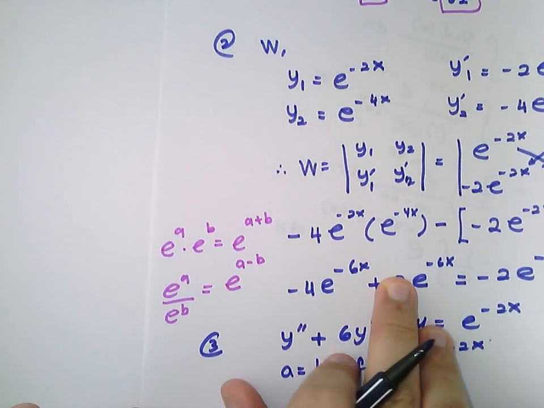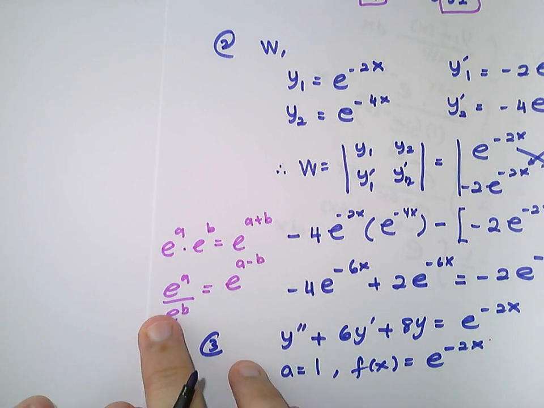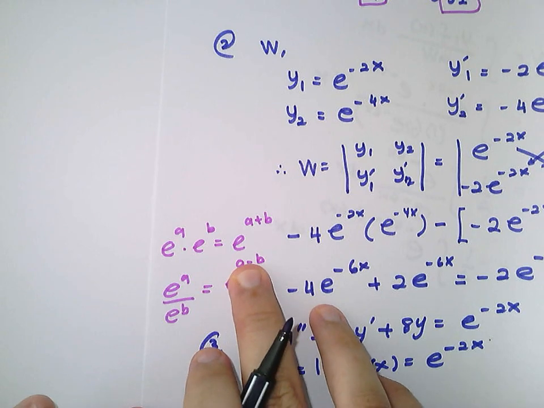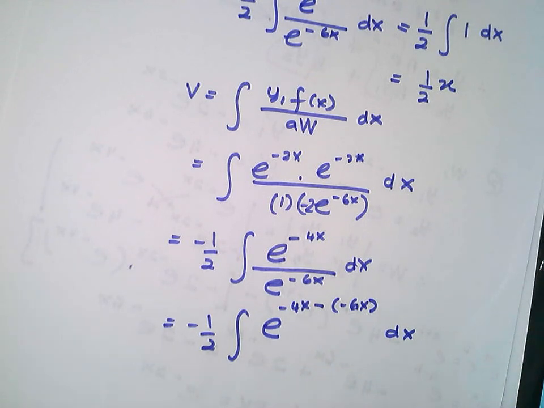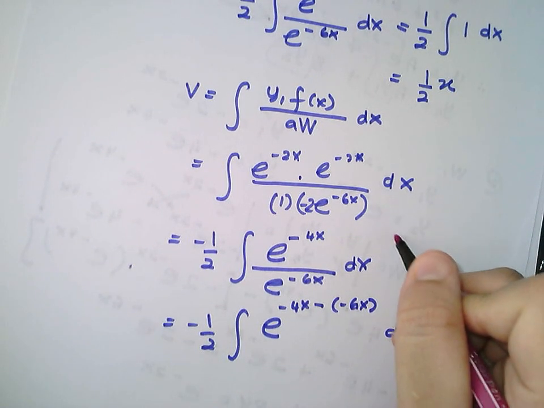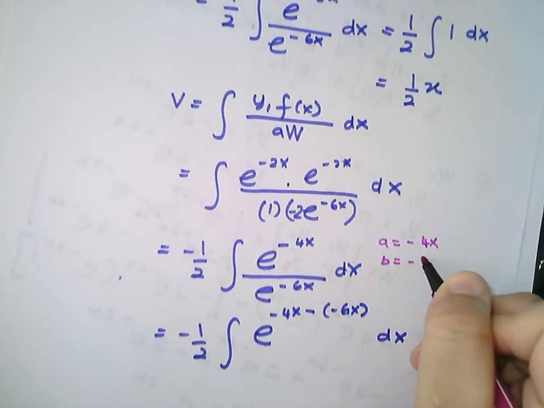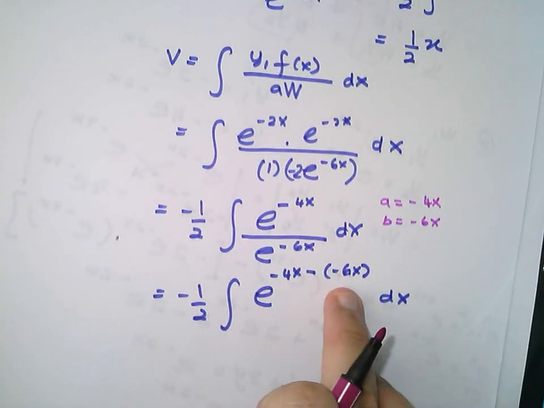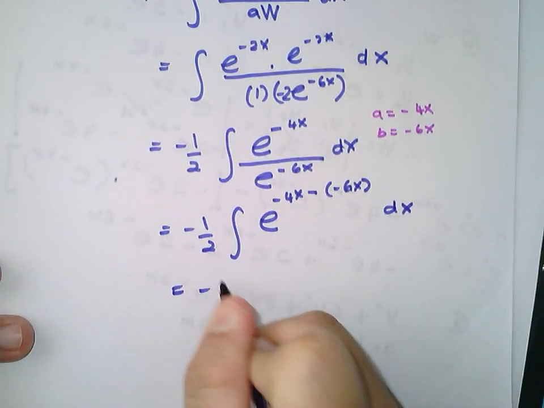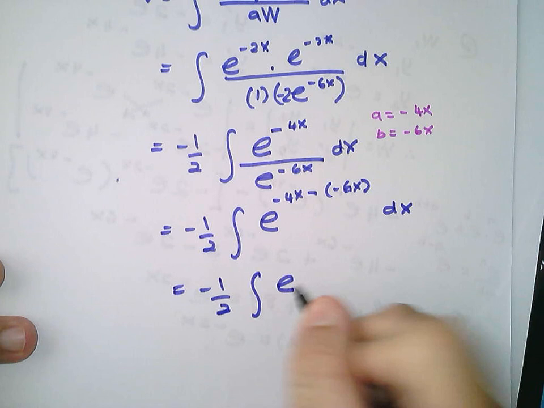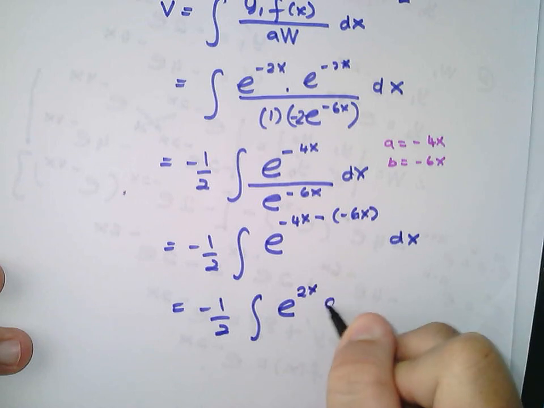As you can see here, a minus b. Why is this b? Because this one is b. If you have negative b here, then you will have a minus negative b. Same goes for this one. Let us define: your a is equal to negative 4x and your b is equal to negative 6x. So a minus b will give you this one. Simplify this, you will have negative 1 over 2, integrate exponent, negative negative plus, so 6 minus 4 is equal to 2x dx.